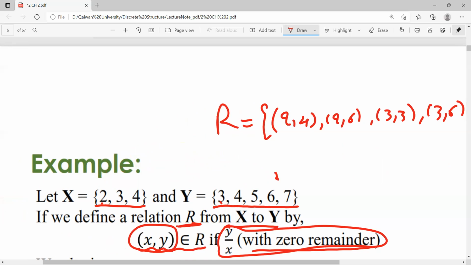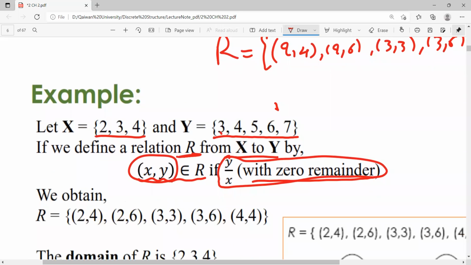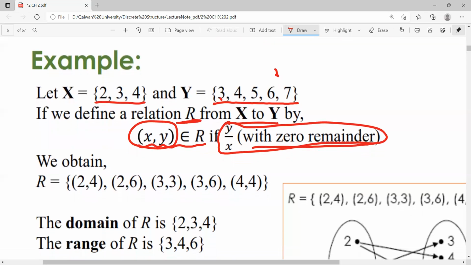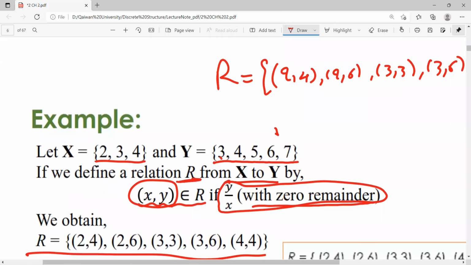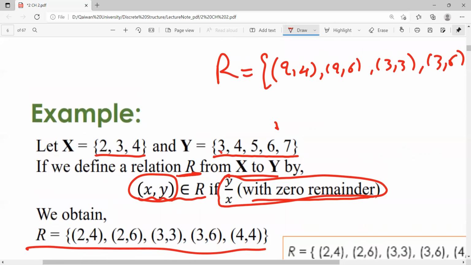These all satisfy the condition, and the condition says that if we divide y by x, we must have no remainder. This is R. What's the domain and what's the range here? What's the domain? It's 2, 3, and 4. So the domain is 2, 3, and 4.